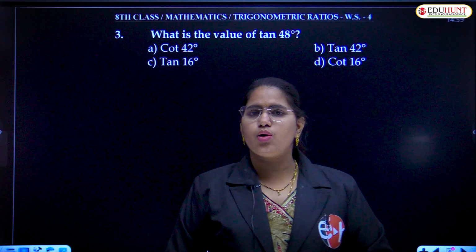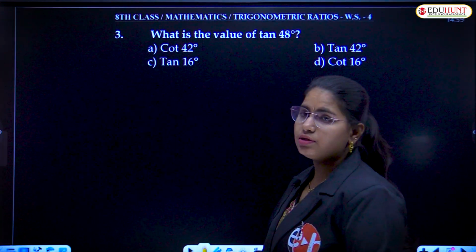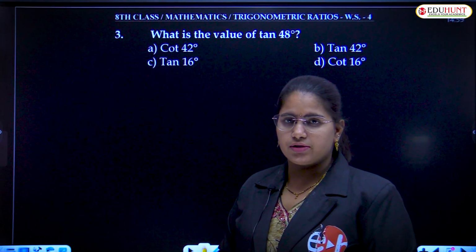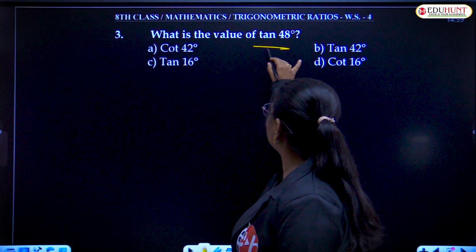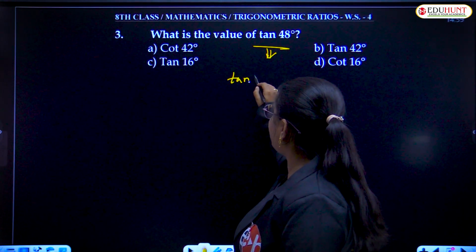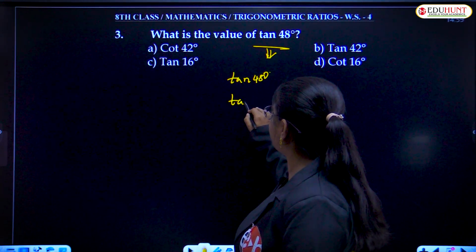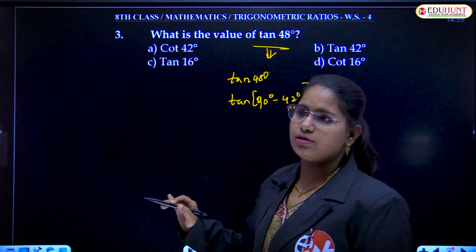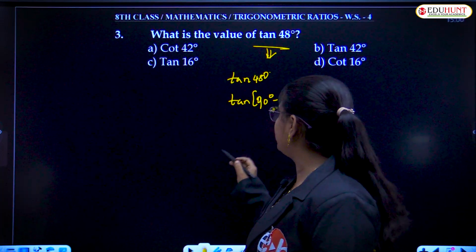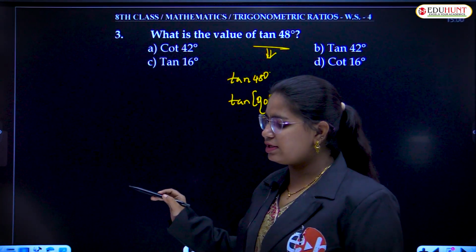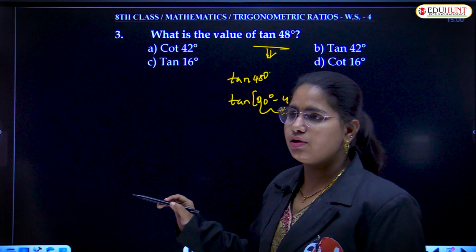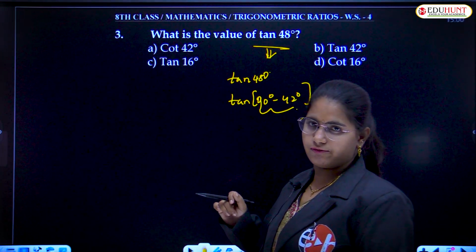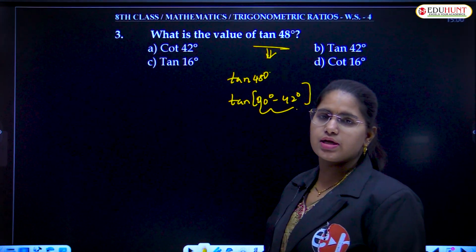So, what is the value of tan 48? Here we have the value of tan 48. Did you find a direct angle with tan 48? No, right? So, tan 48 degrees can be written in the form of tan of 90 degrees minus 42 degrees, correct? So 90 minus 42 lies in the first quadrant, correct? In the first quadrant, all trigonometric ratios are positive. Yes or no? All trigonometric ratios are positive.